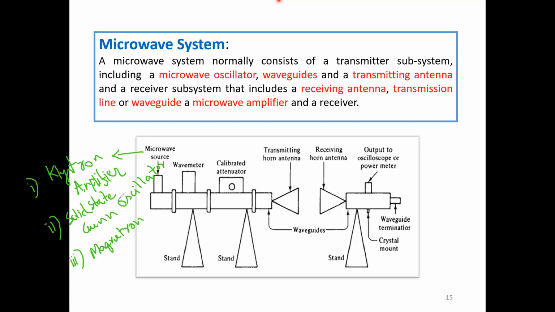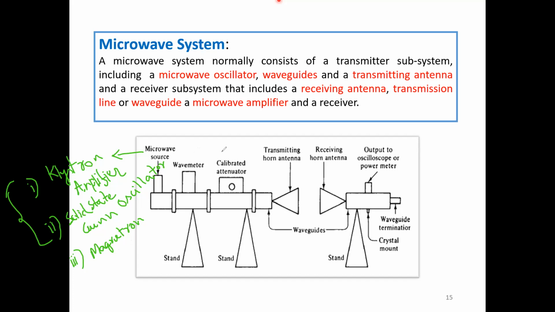These three are the sources of microwave: Klystron amplifier, solid state Gunn oscillator, and magnetron. In the lab we have the Klystron amplifier and solid state Gunn oscillator. We do not have the magnetron; you can find the magnetron in the microwave oven. And the wave meter, you will get it in the lab.